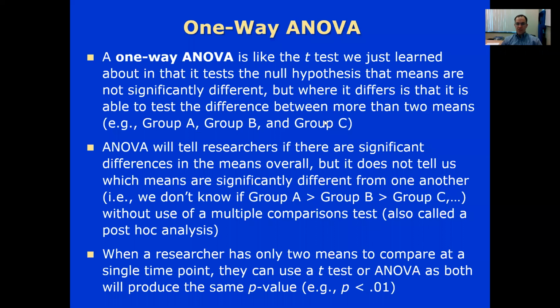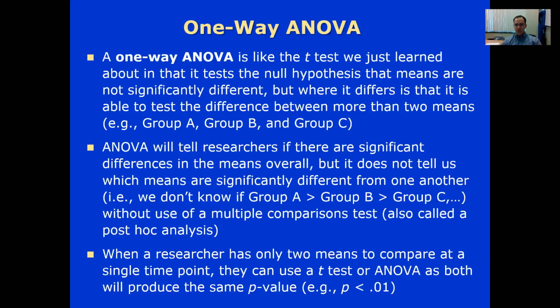Now, another statistic is the one-way ANOVA. A one-way ANOVA is like the t-test that we just talked about, in that it tests the null hypothesis that means are not significantly different. But where it differs is that it is able to test the difference between more than two means. So instead of just group A and group B like the t-test, in ANOVA you can test more than two means. ANOVA is very common in health science research, so it's important to be aware of this.